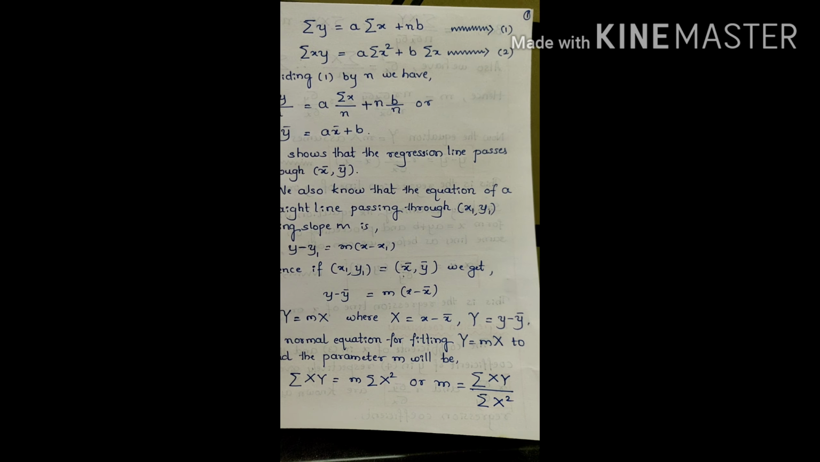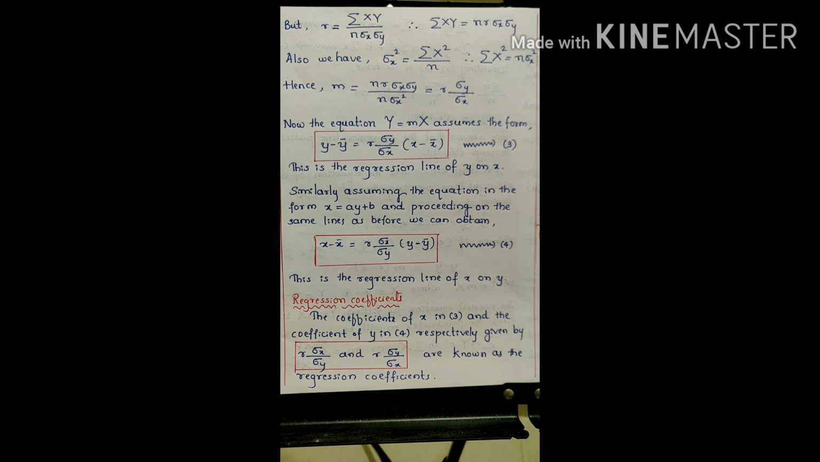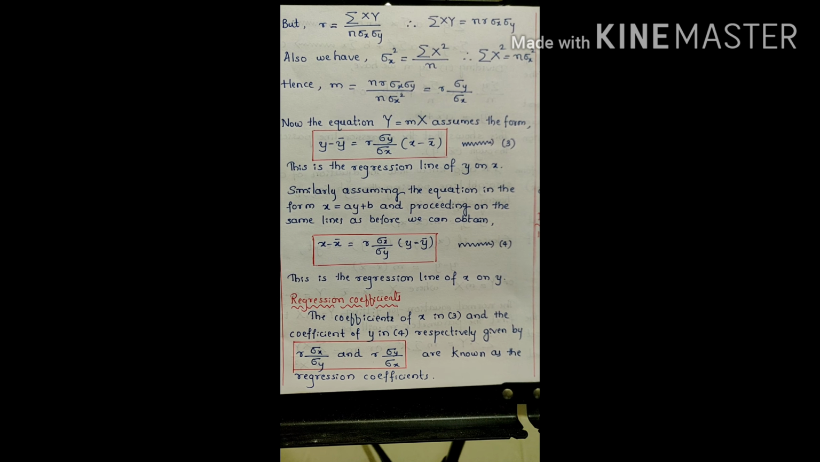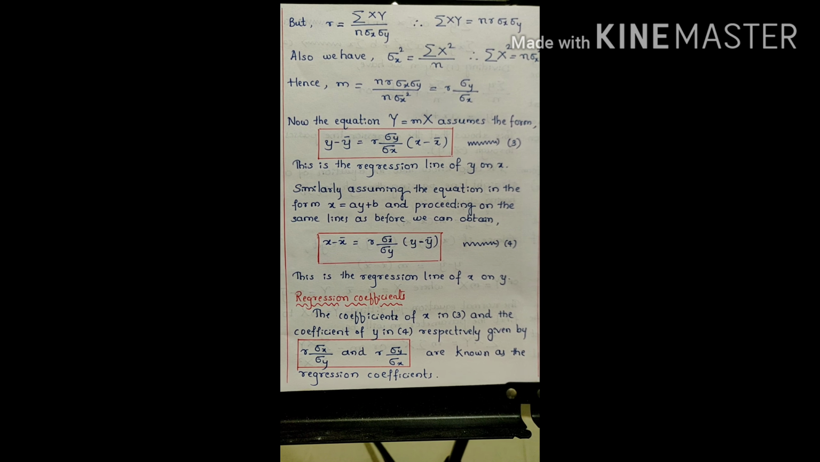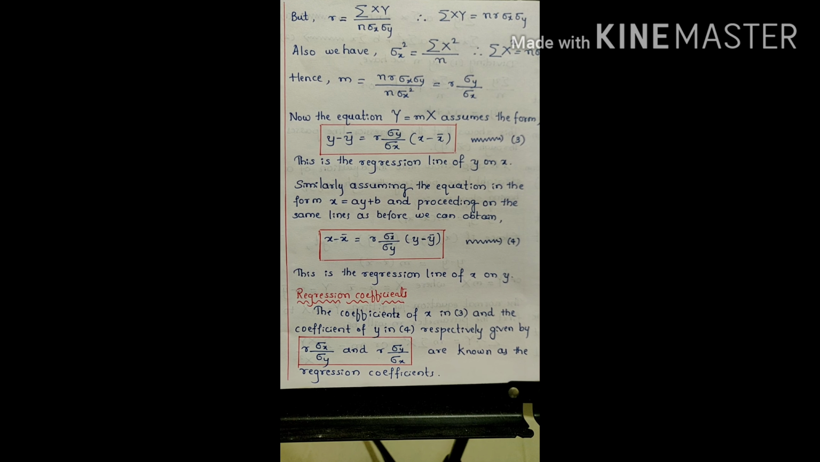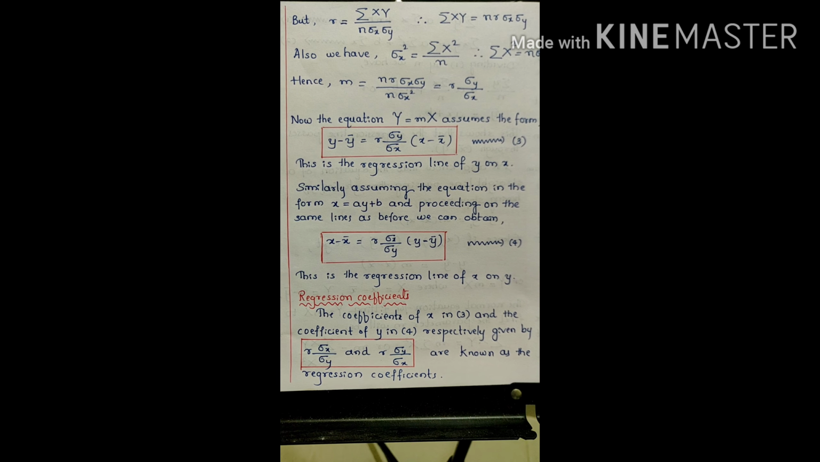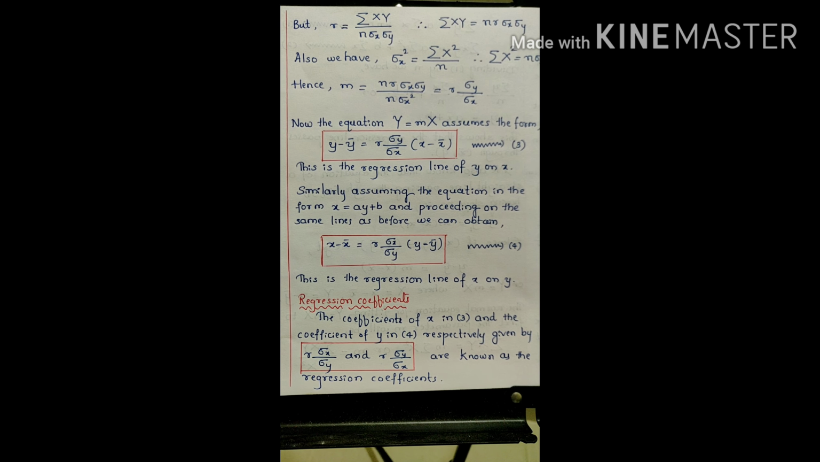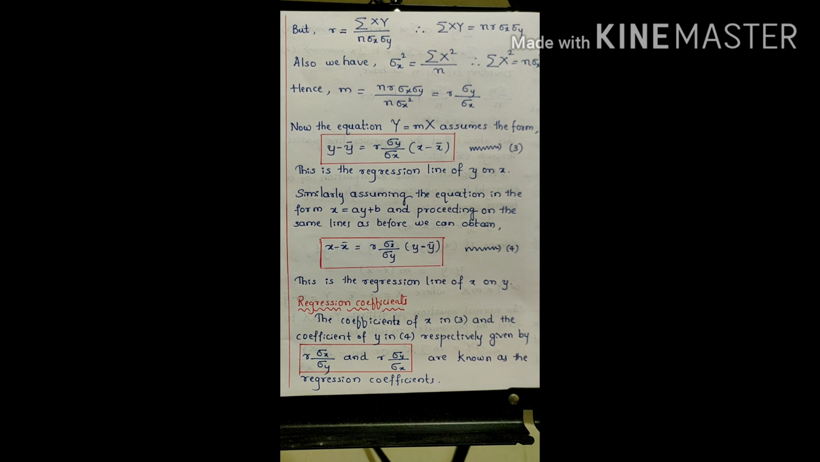But r is equal to summation of xy divided by n into sigma x sigma y. Therefore, summation of xy will be n into r into sigma x into sigma y. Also, we have sigma x square as summation of x square by n, that is, summation of x square equal to n into sigma x square. So, substitute these two in the equation of m. We will get m equal to n r sigma x sigma y divided by n into sigma x square. It is nothing but r into sigma y by sigma x.